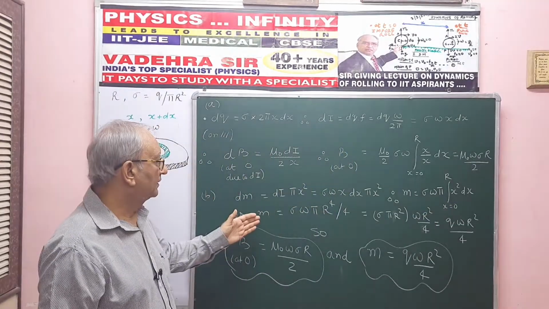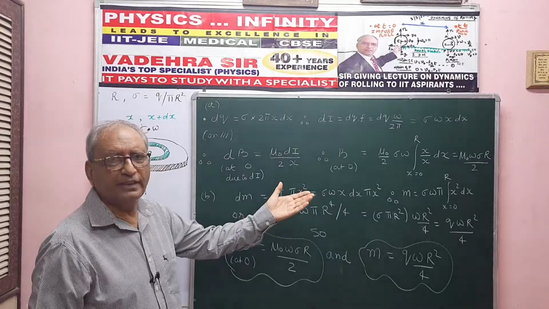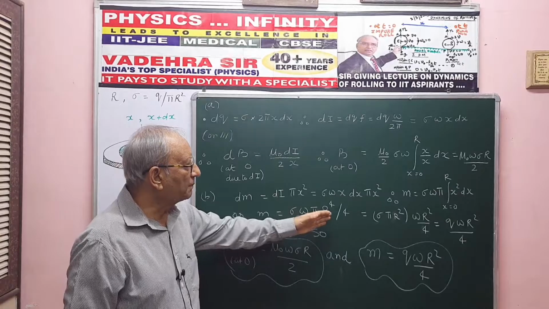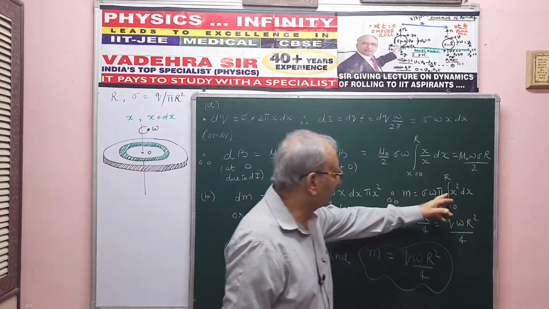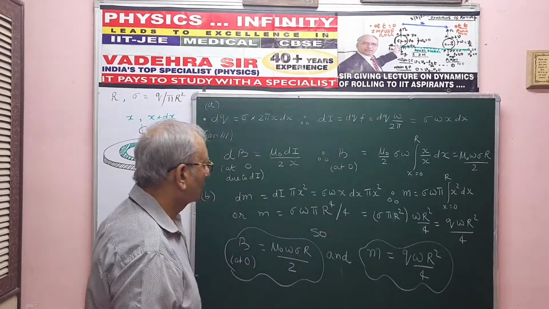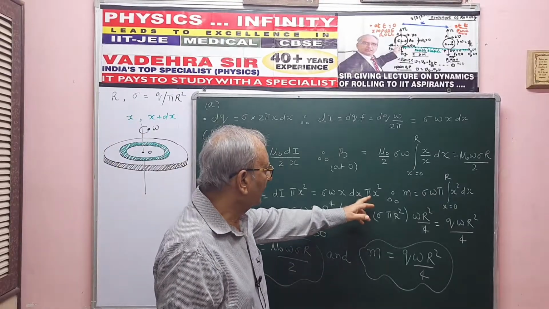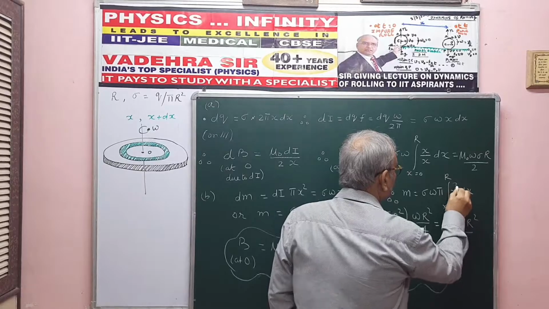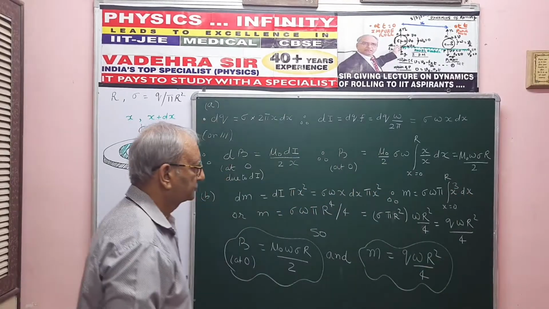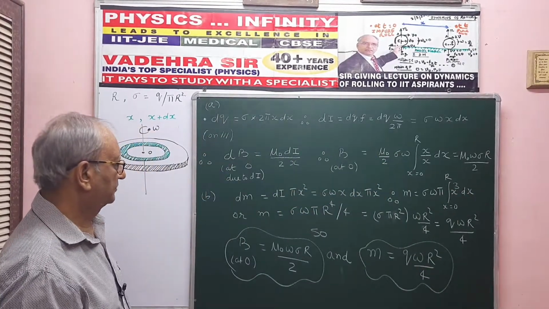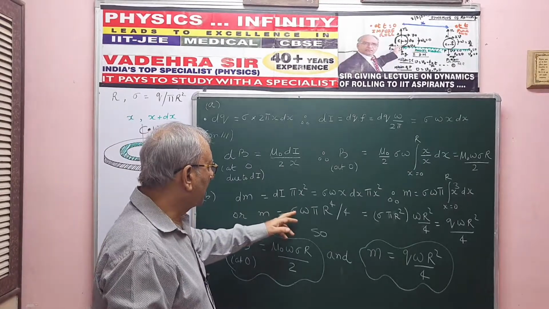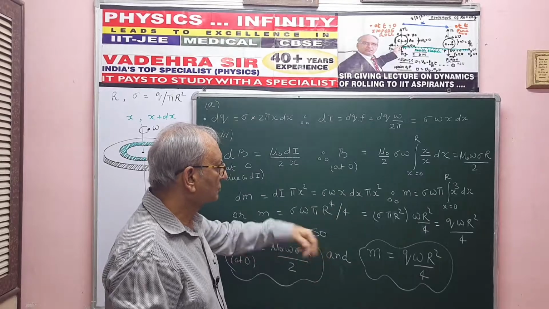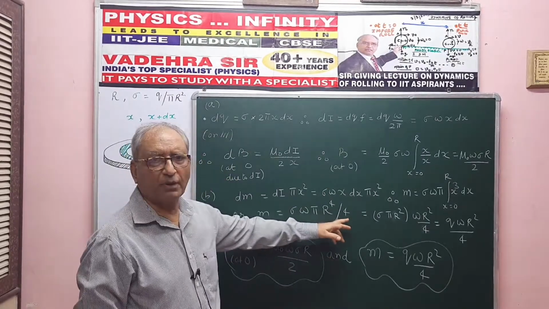So m is sigma omega pi x square dx times x, with limits x equal to 0 to x equal to r. I get a simple integration: this will be x cube dx. I'm sorry, this will be x cube dx. So m will be sigma omega pi x4 upon 4. I put the limits, so r4 upon 4.